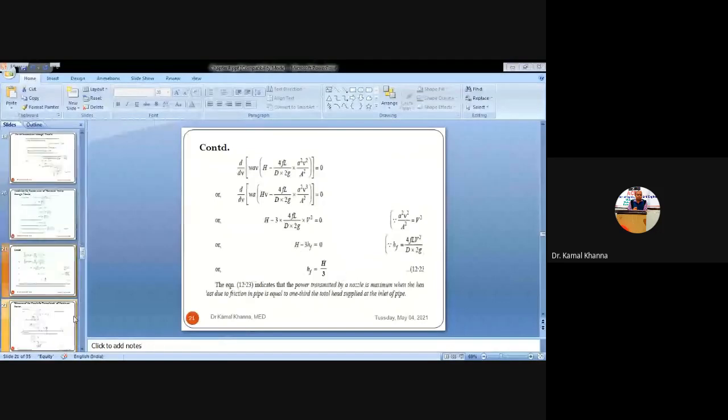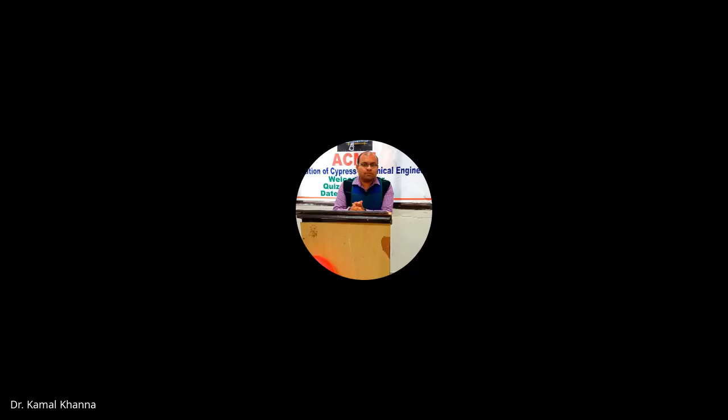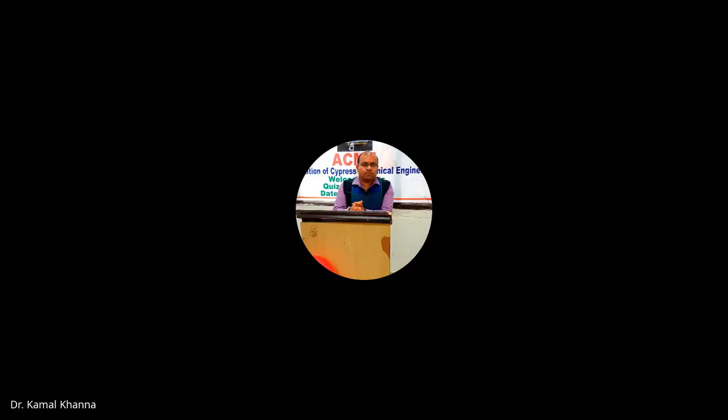Next, how will you calculate the diameter of the nozzle for transmitting the maximum power? What should be the diameter of the nozzle for transmitting the maximum power? The previous expression was to calculate the condition for the maximum power transmission. The condition was that hf must be equal to one third of the total head that is being supplied at the entry of the pipe. Now we are calculating the diameter of the nozzle for transmission of the maximum power.